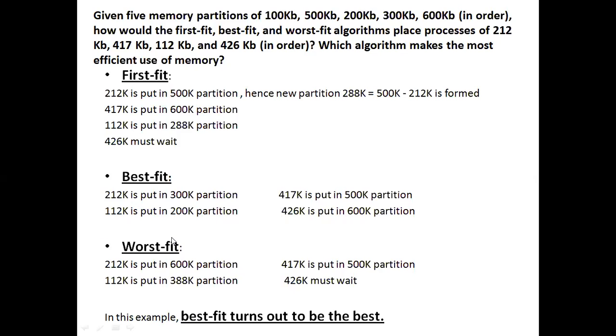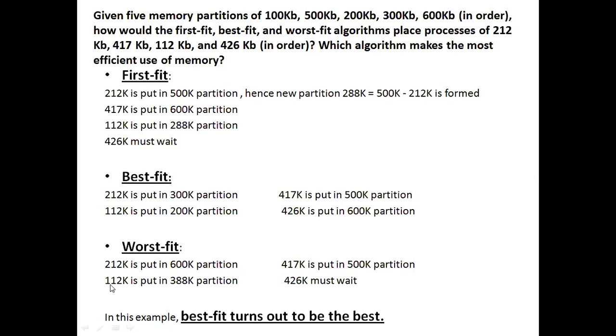How about the worst fit? Worst fit goes and takes up a memory space which leads to a larger hole. So 212 comes in. Which is the biggest memory partition? 600. It goes and occupies there, leaving 388 remaining. Then 417 comes in. That goes and occupies the next biggest, that is 500K.